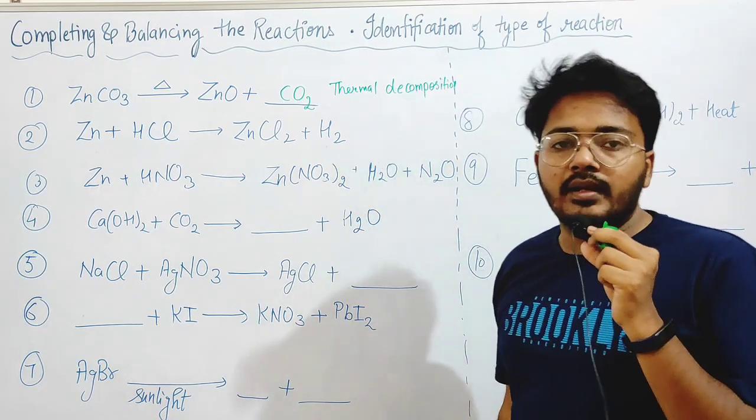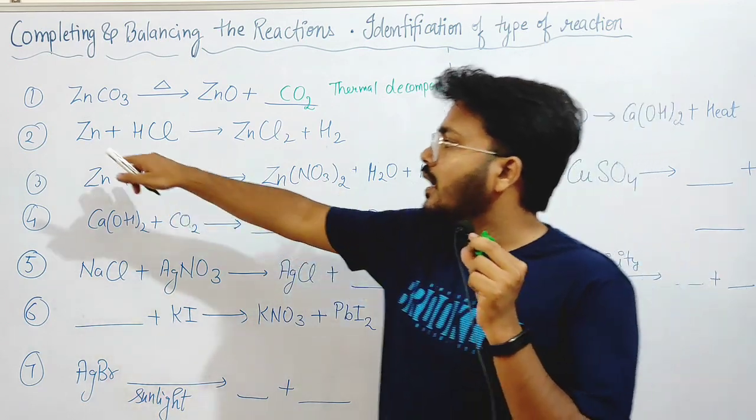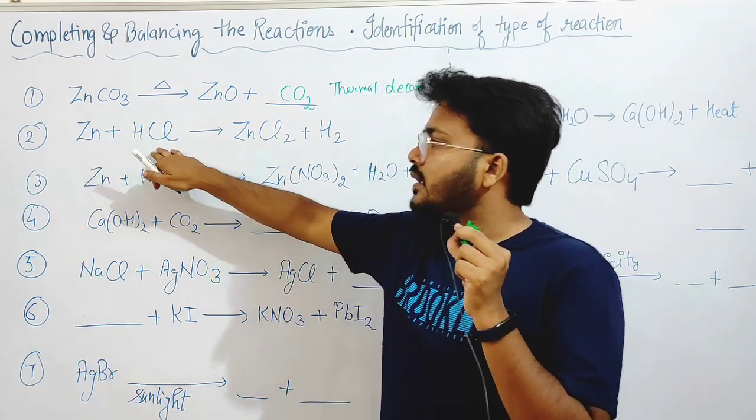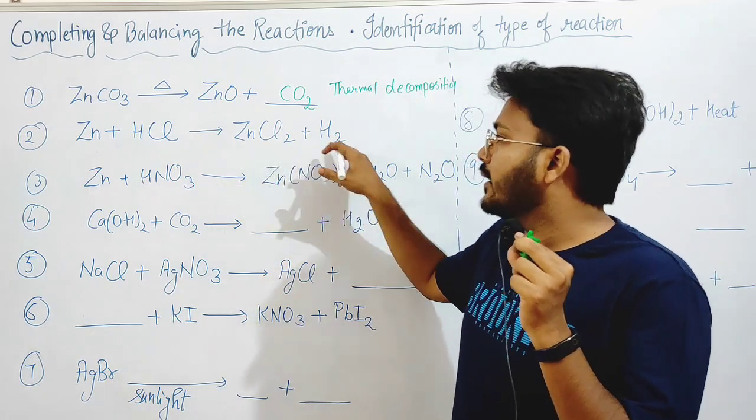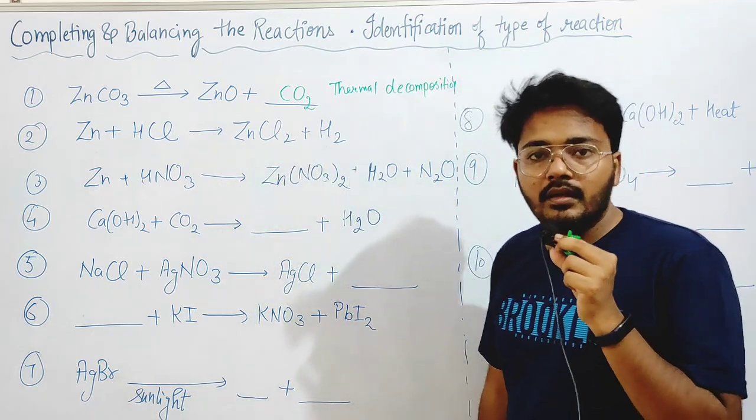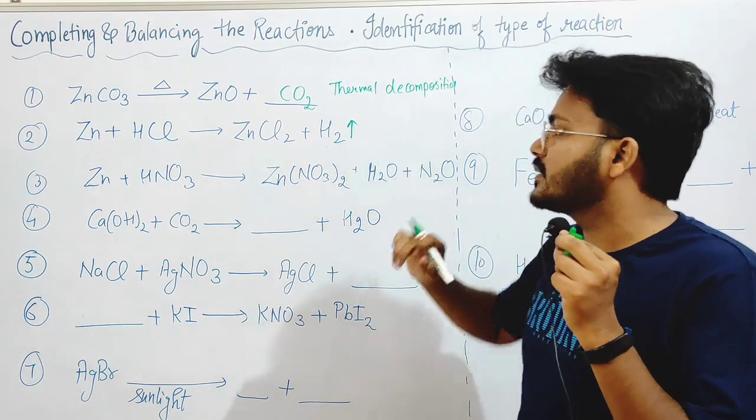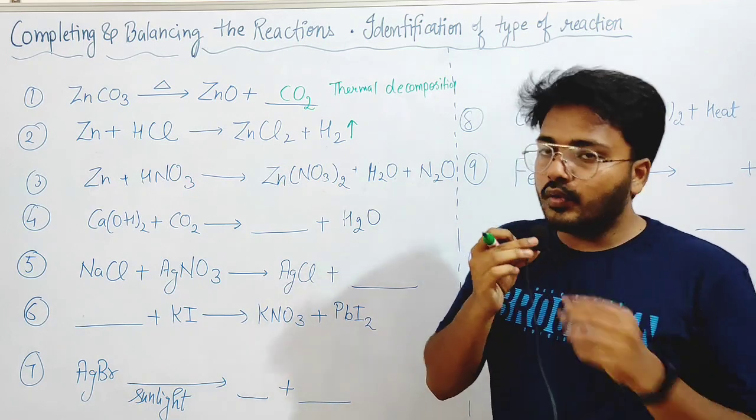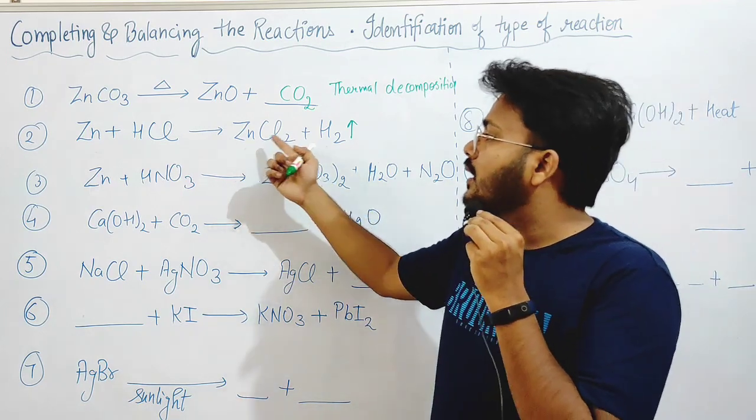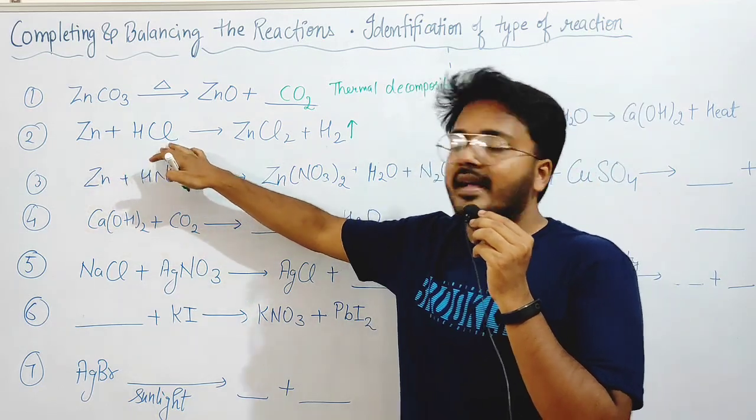Now moving to the second question, the reaction is completed. In this reaction, zinc metal reacted with hydrochloric acid. Zinc chloride is formed and hydrogen gas is liberated. We can put the sign of an upper arrow. This represents there is an evolution of gas. Now there is a formation of metal salt. This is a metal with acid reaction.